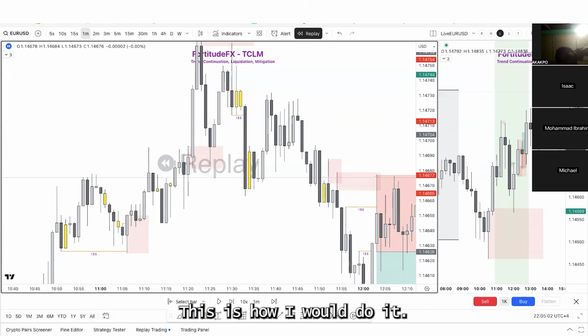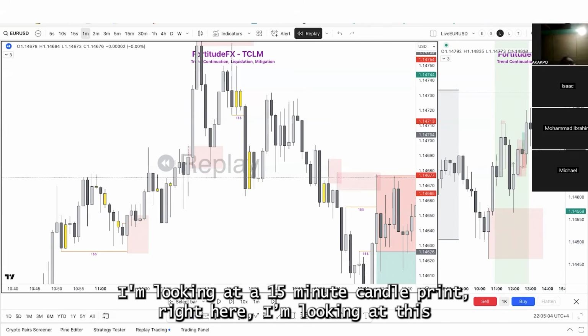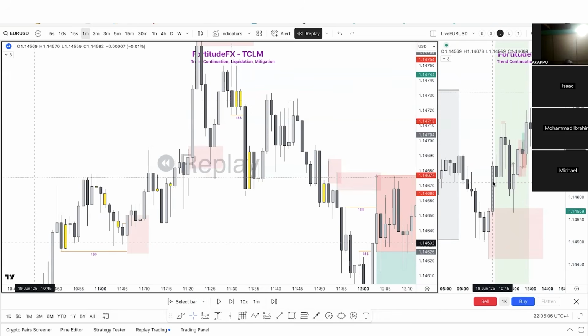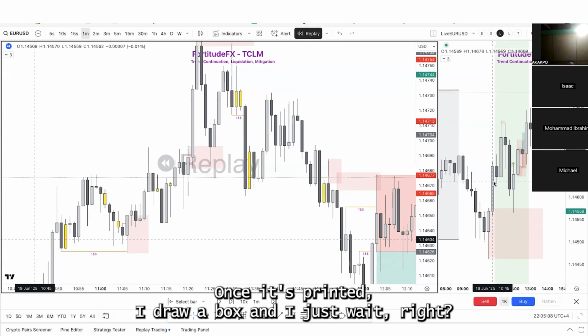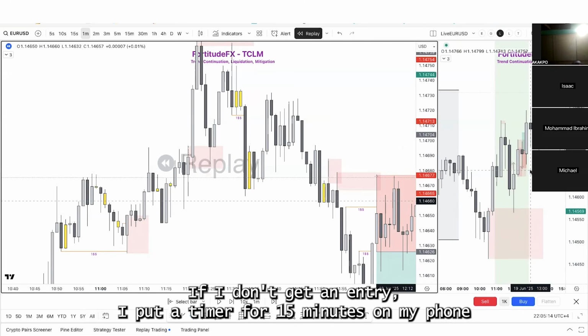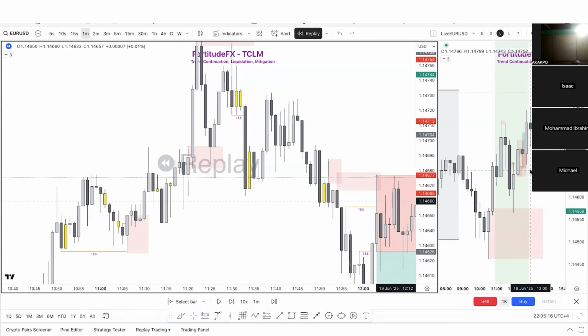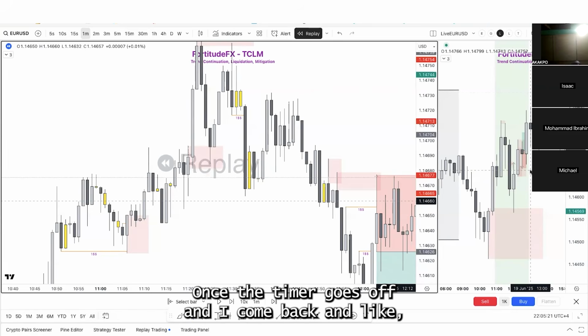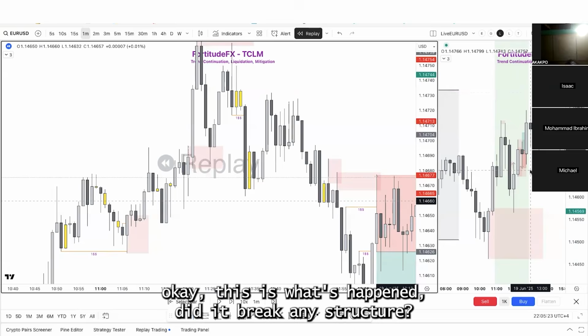This is how I would do it. I'm looking at a 15-minute candle print right here. Once it's printed, I draw a box and I just wait. Right? If I don't get an entry, I put a timer for 15 minutes on my phone, and I don't even look at the charts. I'm doing my day work. Once the timer goes off, I come back and like, okay, this is what's happening.